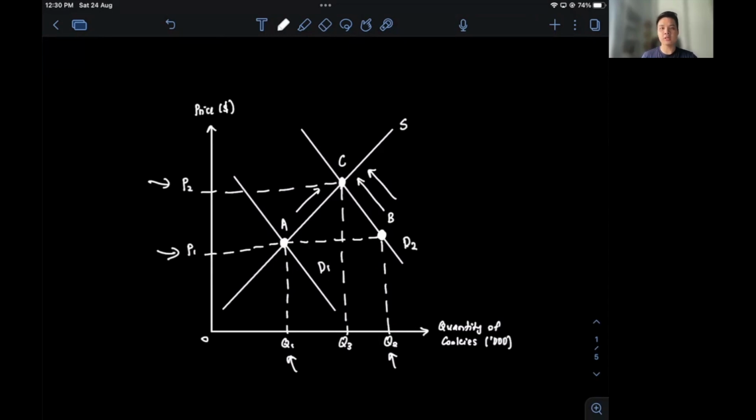And all of these changes and all of the principles explaining these changes is very similar to what we've discussed earlier in this diagram.